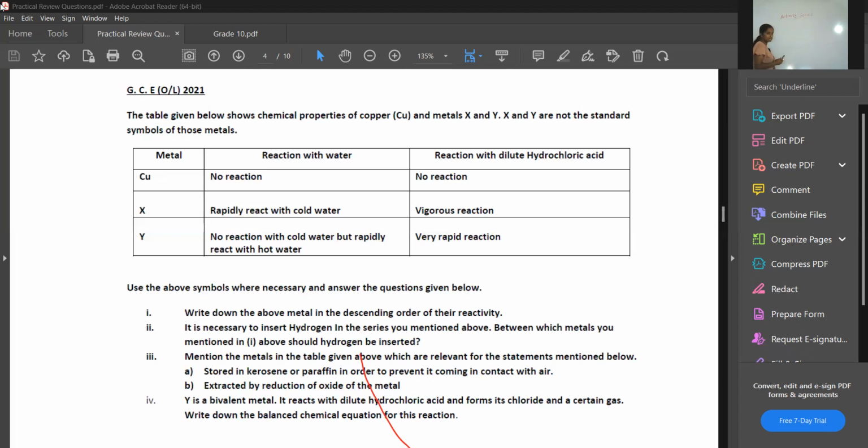Activity series. How we prepare the activity series is according to the descending order of the reactivity.